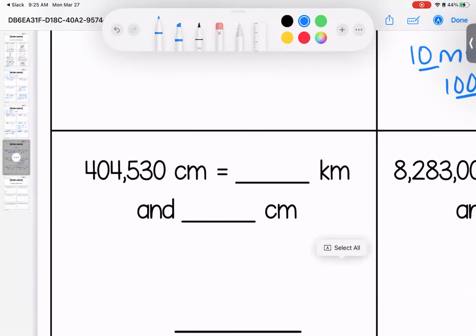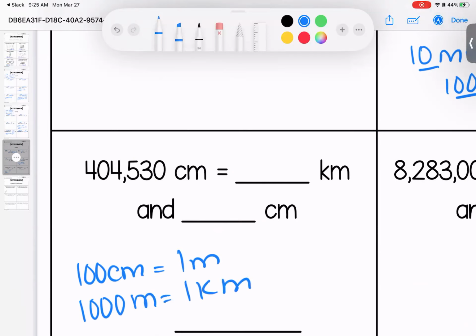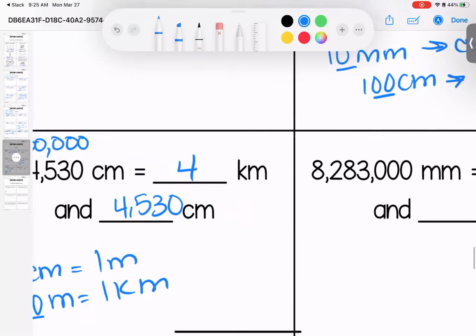Centimeters to kilometers. Looking at our zeros, there is 100 centimeters in 1 meter, and there are 1,000 meters in 1 kilometer. So we have 1, 2, 3, 4, 5 zeros, which means we're dividing by 100,000. Looks scary, but it's not. We can get 4 kilometers and 530 left over. Again, it's smaller than what we're dividing by, so it is a-okay.